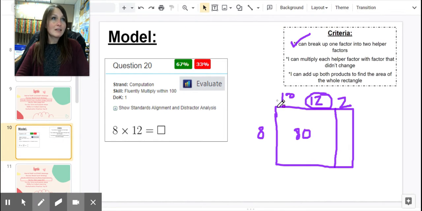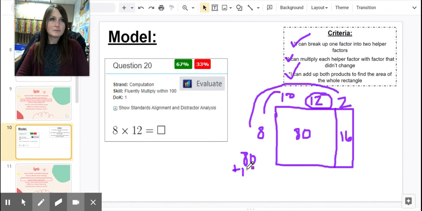I've multiplied this one, so now I need to multiply the other one. 2 times 8. I'm doing 2 times 8. Well, that's just 8 plus 8, which equals 16. So I did that. Now I need to add up both of these products to find the answer. So 80 plus 16. 6 plus 0 is 6. 8 plus 1 is 9. So 8 times 12 would be 96.